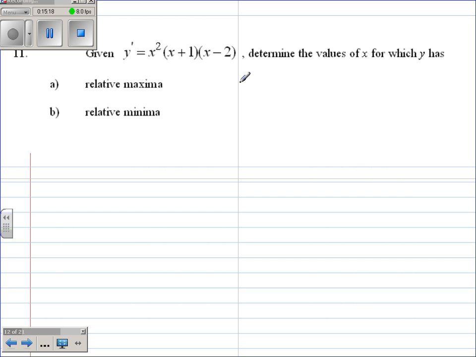Okay, relative max and min. Well, let's get our critical values from setting each factor equal to 0. So we have -1, 0, and 2. I plug in a -2. This one's always positive, so just care about these two factors.